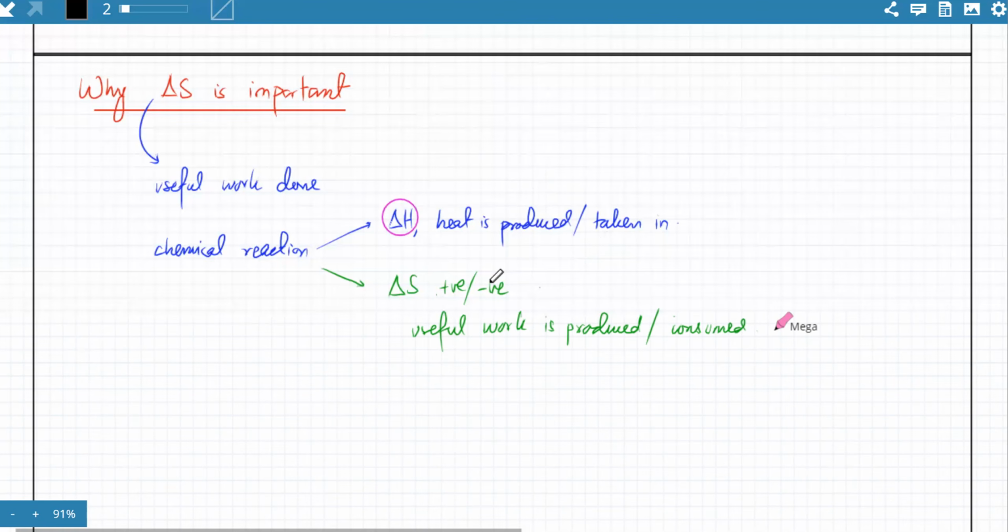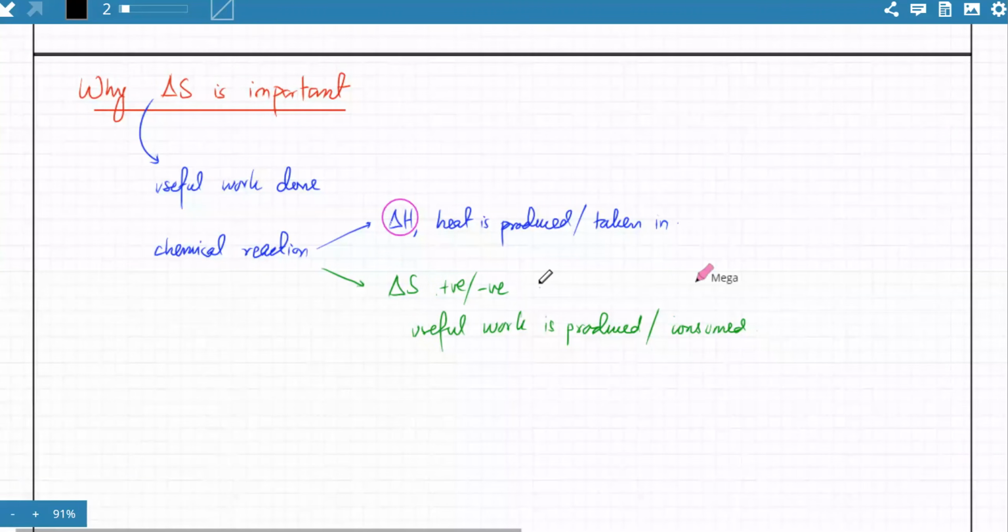So, for example, you light up a firecracker. There is a lot of entropy change, a lot of disorder created when you light up a firecracker. Burning a match doesn't really create a lot of disorder. You burn a match, it just burns up. That's it. So chemical reactions do two things: either heat is released or gained, or disorder is created or removed from the system. It could be positive, it could be negative.